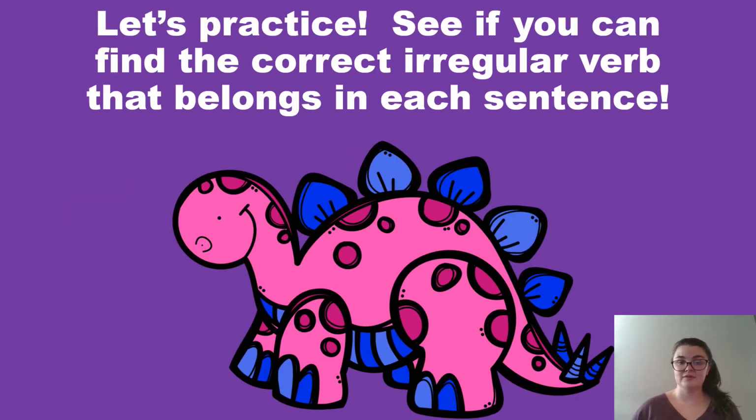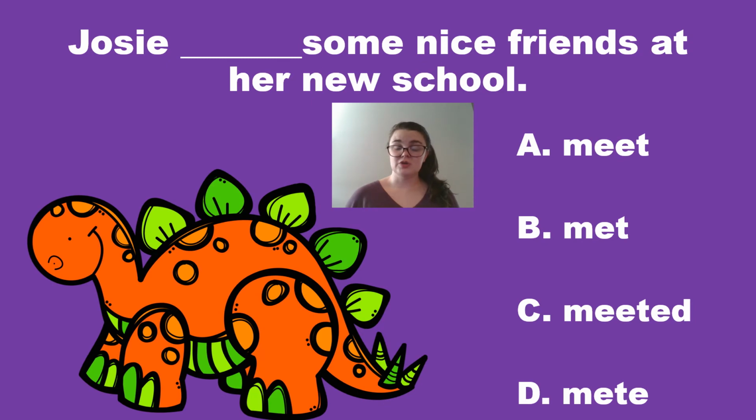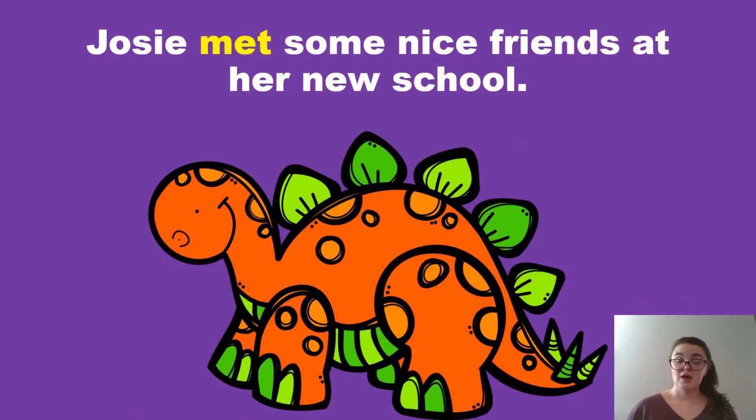Let's do that practice now. See if you can find the correct irregular verb that belongs in each sentence. Josie blank some friends at her new school. Josie meet some nice friends at her new school. Josie met some nice friends at her new school. Josie needed some nice friends at her new school. Or Josie meet some nice friends at her new school. You decide which one makes the most sense in the past tense. Write it down on your paper. The answer is met. Josie met some nice friends at her new school. This is the past tense for the word meet.